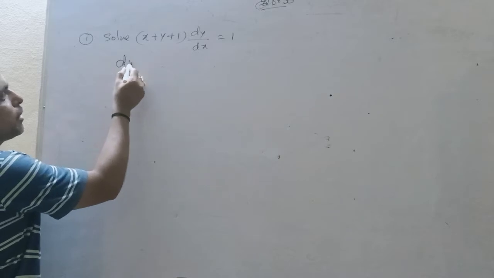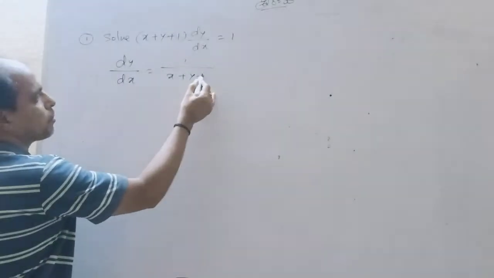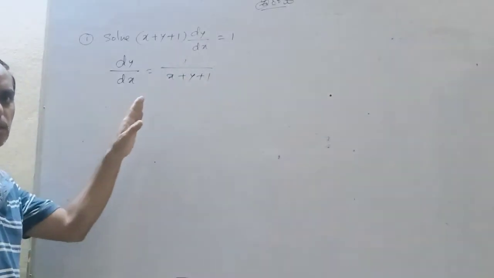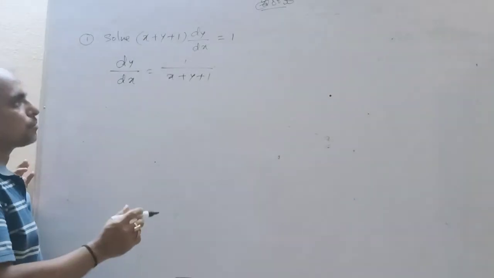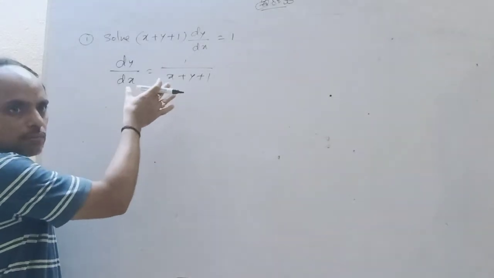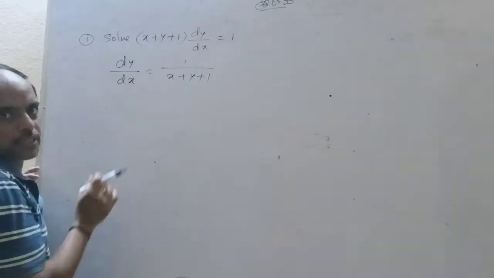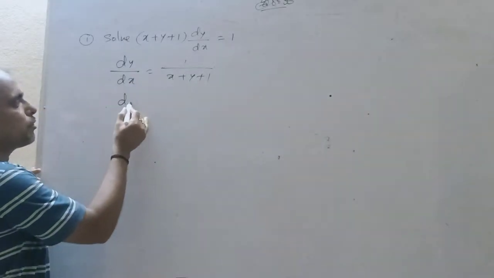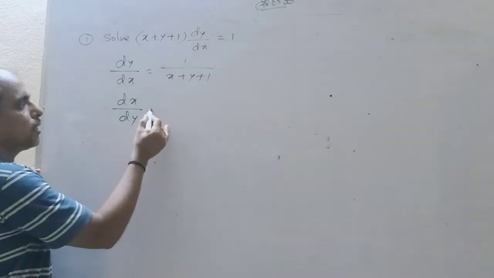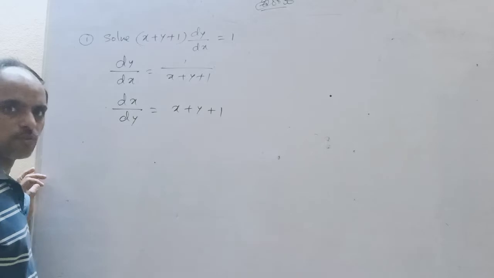Now dy/dx = 1/(x + y + 1). This is not a homogeneous equation. So then how to solve this one? This one should be converted into a linear equation. We can't solve directly with dy/dx. Then better you write it like dx/dy. dx/dy = x + y + 1.